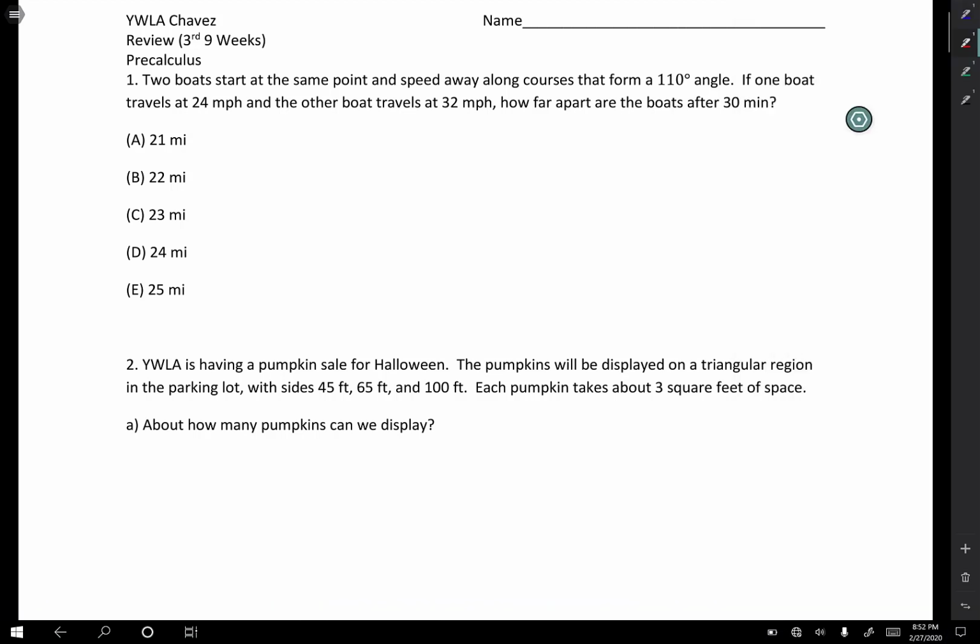So I'm gonna draw a triangle, not to scale. So they both start off right there, and then one boat travels for 30 minutes. So if you travel 30 minutes at 24 miles per hour, that's going to give you a distance of 12 miles. So there it is, 12 miles. And then the other boat travels for 30 minutes at 32 miles per hour. So that's going to give you a distance of 16 miles.